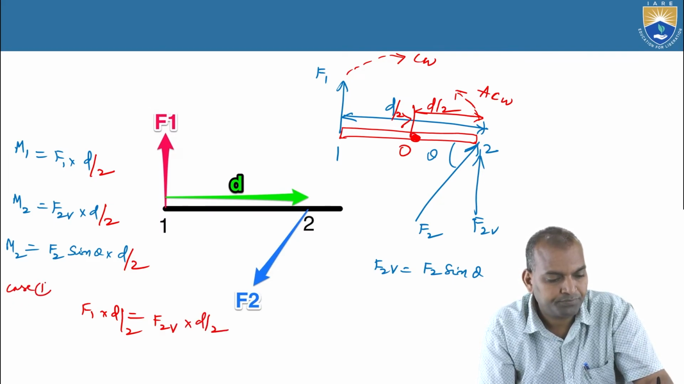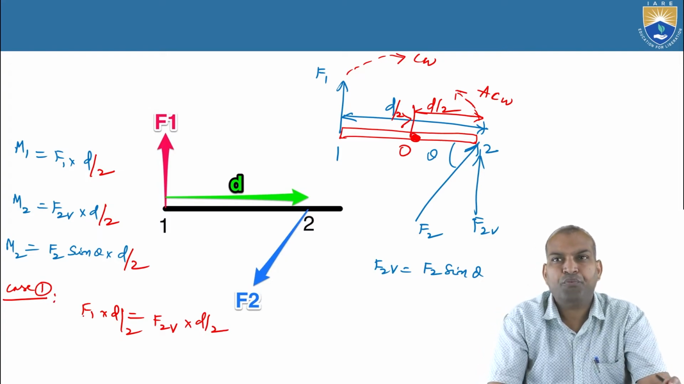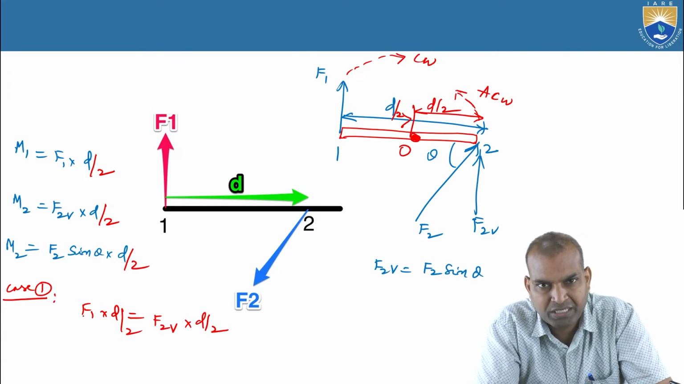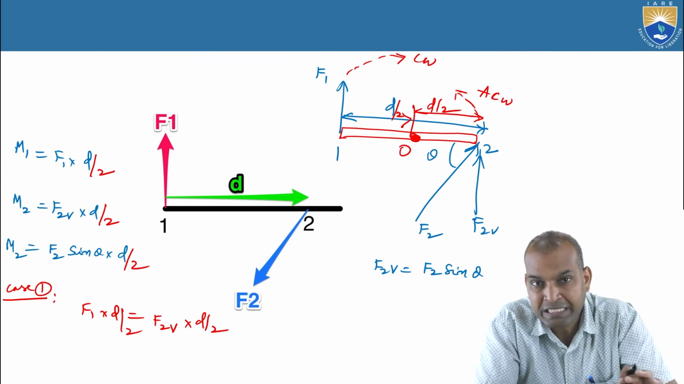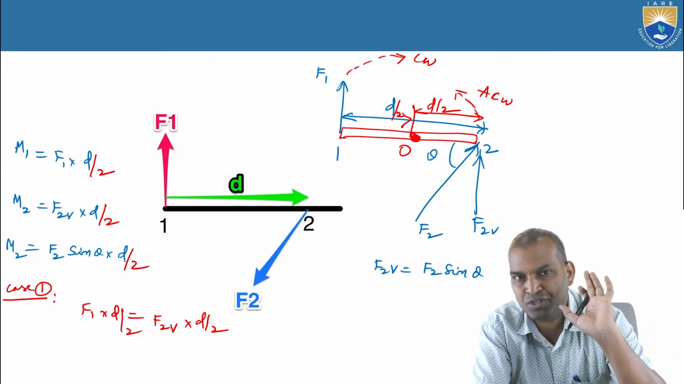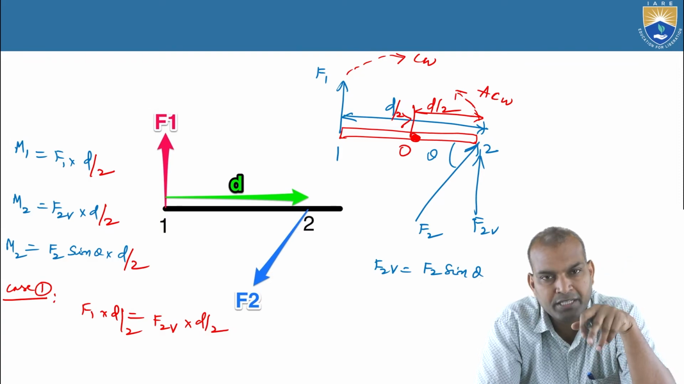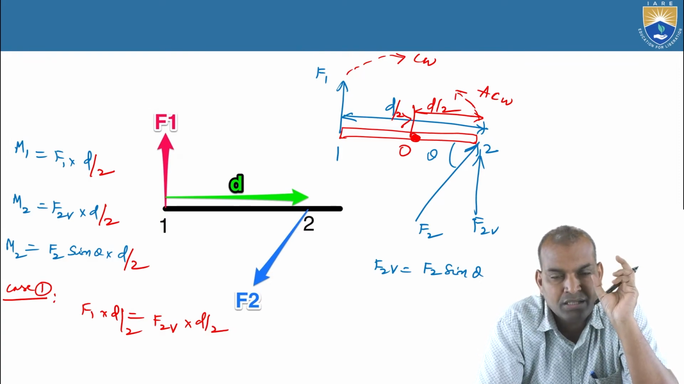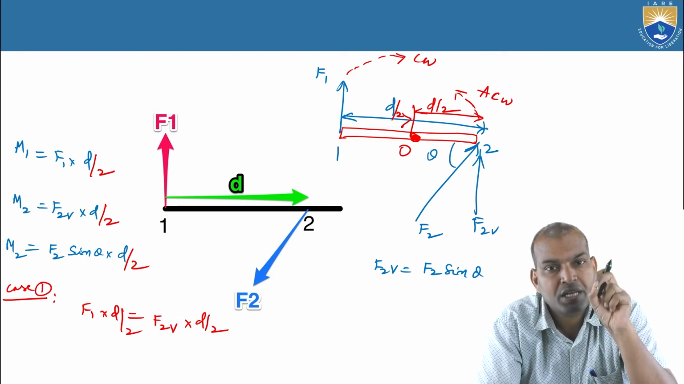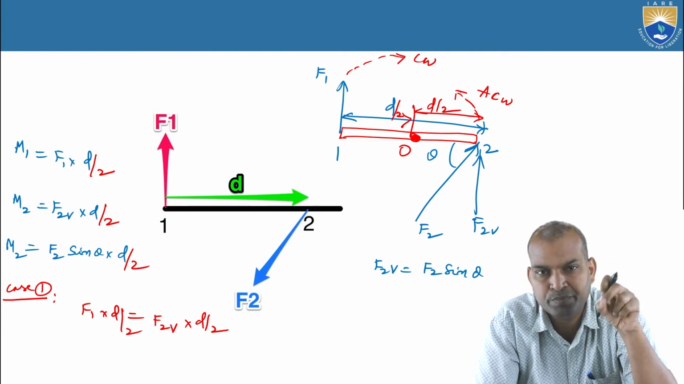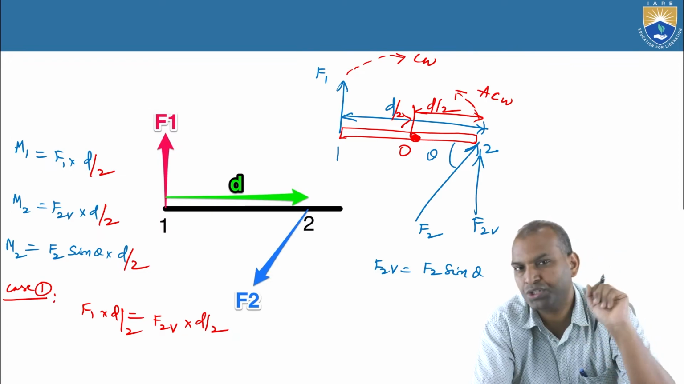Case 1: F1 into D by 2 equals F2V times D by 2. Then the body will be in equilibrium, with no rotary motion, neither clockwise nor anti-clockwise. Such a body is known as being in a momentary equilibrium state. No motion.